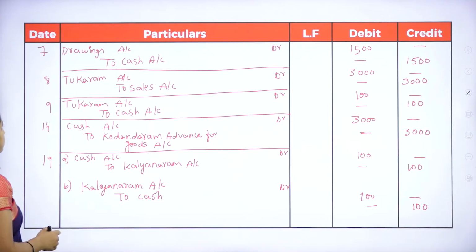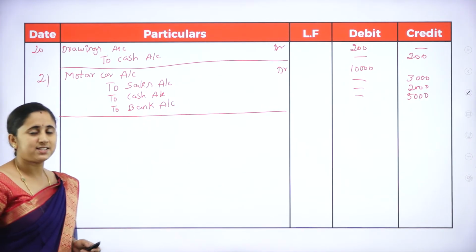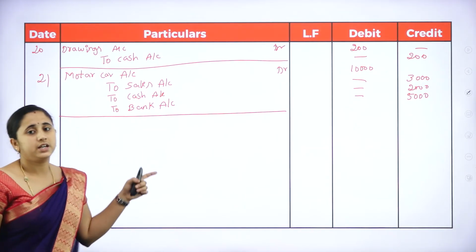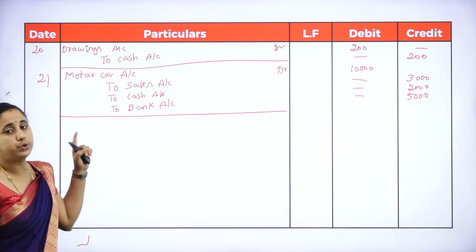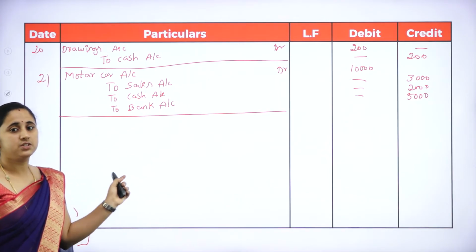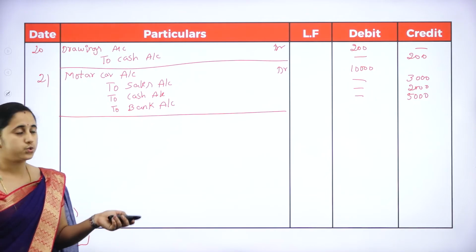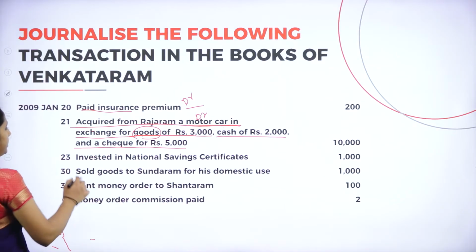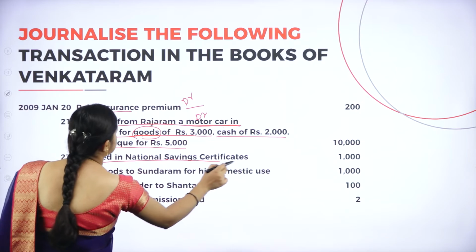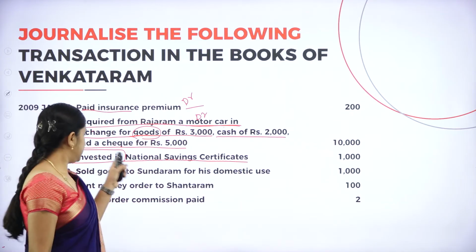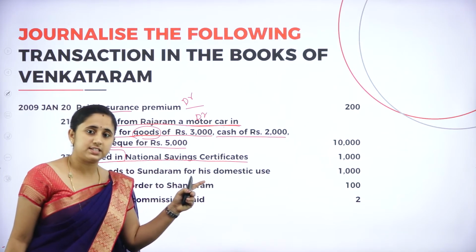Next, for this you will write the narration as being motor car acquired from Rajaram and in return you gave goods, cash as well as check. You paid cash, check as well as goods. Next, invested in National Savings Certificate. This is an investment.